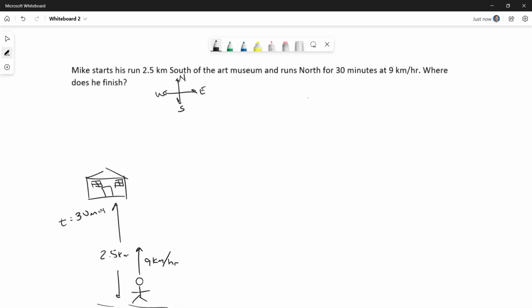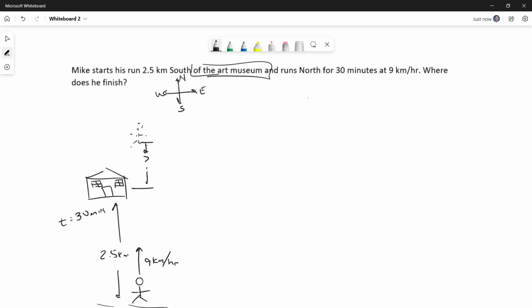I think that's going to put him on the other side of the Art Museum. So I'm just going to estimate where I think he's going to finish. Right, there's his finish line. And since they say of the Art Museum, let's give an answer relative to the Art Museum. Right, so if this is the Art Museum, well, what is this distance from here to here? That's ultimately what I want to know, right, is where is he relative to the Art Museum?